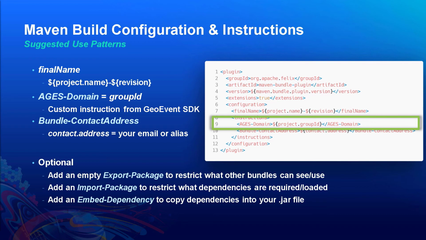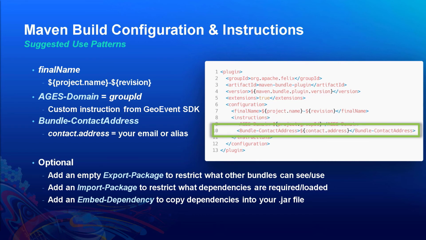As you might suspect, this is a custom instruction that is used by the GeoEvent SDK to set the domain on your component. If you don't set the domain on your component, it won't load into GeoEvent properly, and the easiest way to set it is to do it here. The bundle contact information is also easiest to set here since I put the contact email property up into the POM properties above this.